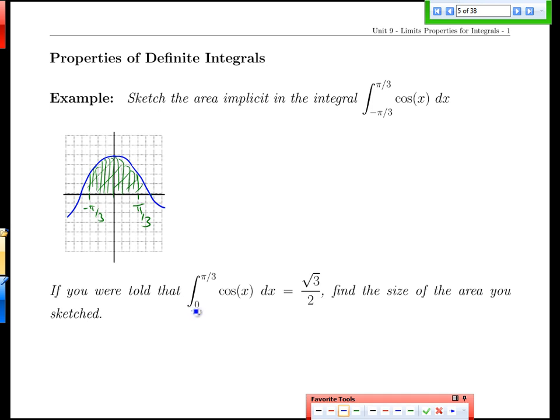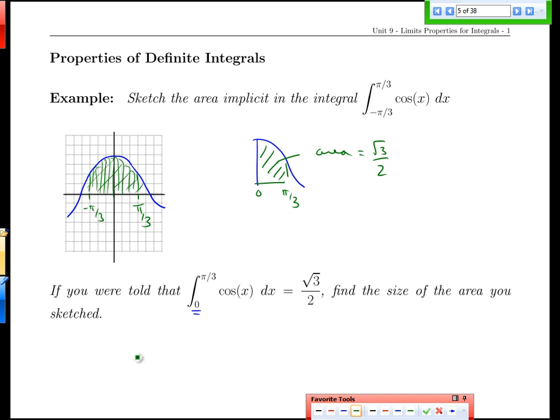Now what if someone tells us that the integral from 0 to pi over 3 has a specific value? So if we block off this half of it, make it look a little more accurate here, we're told now that this interval here from 0 to pi over 3 has an area of root 3 over 2. Then what's the size of the area we sketched?